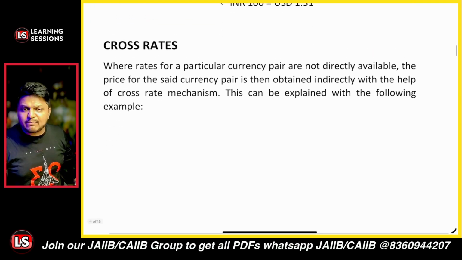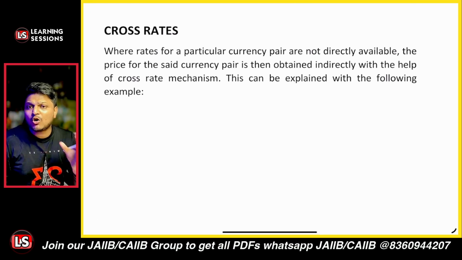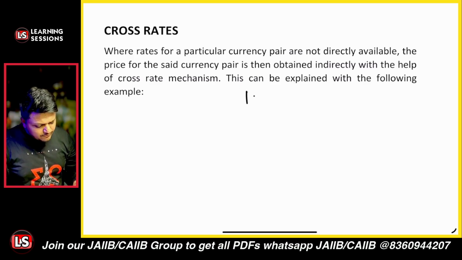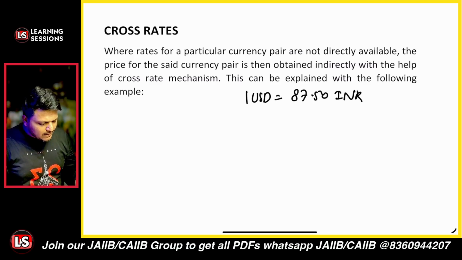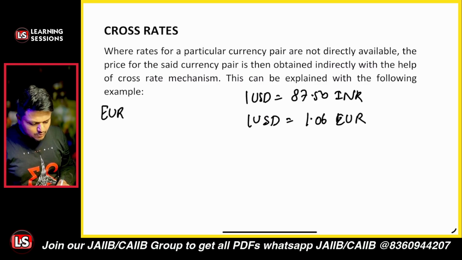After that, it's a concept of the cross rate. Sometimes it may be the scenario that the direct cost for one particular currency to the other currency is not available. Let's take the scenario that we have 1 USD equal to 87.50 INR, and also it is given 1 USD is equal to 1.06 euro. That is given, but there is no quote given for euro to INR. I want to get the quote for euro to INR.